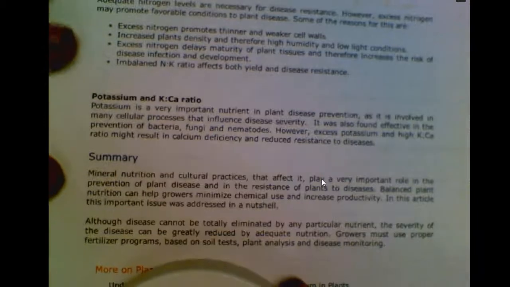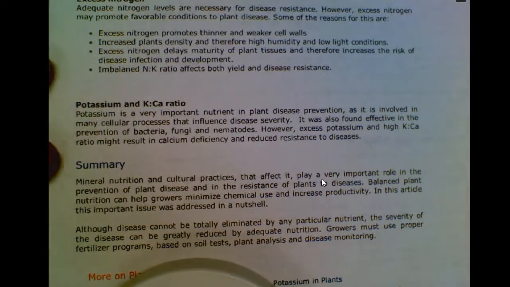Okay, and as we get to the summary here, potassium and the potassium-calcium ratio. We've talked about potassium being an important nutrient in disease prevention because it's involved in many cellular processes that influence disease severity or stress tolerance. It was also found effective in the prevention of bacteria, fungi, and nematodes. But excess potassium and a high potassium-calcium ratio could result in calcium deficiency and reduced resistance to diseases. So that lower calcium ratio can mean a thinner cell wall and less resistance to diseases.